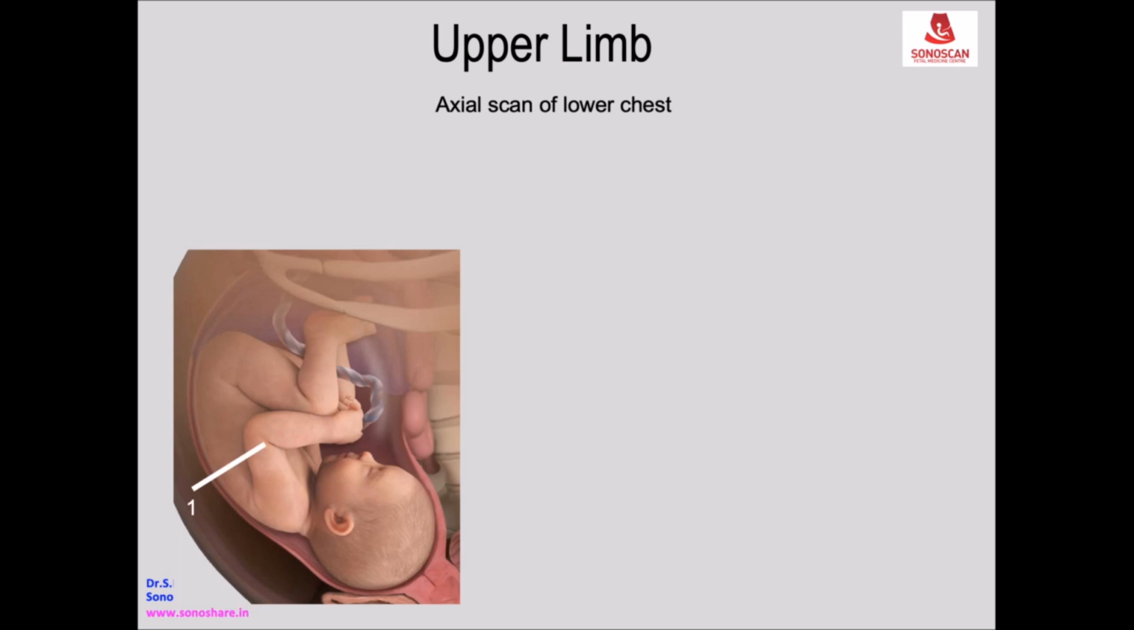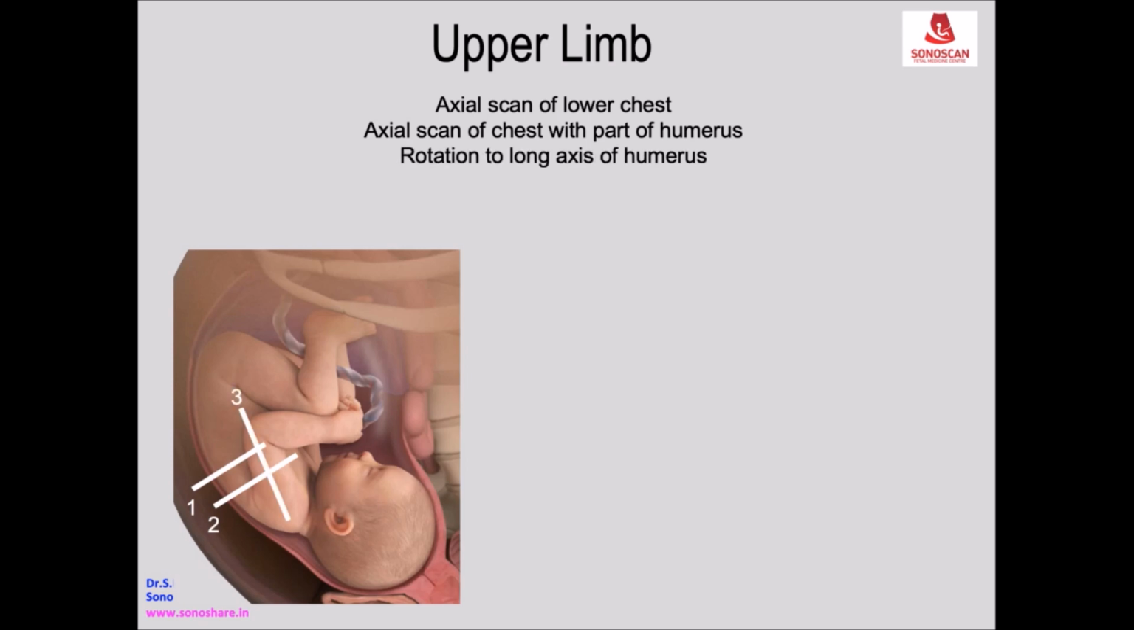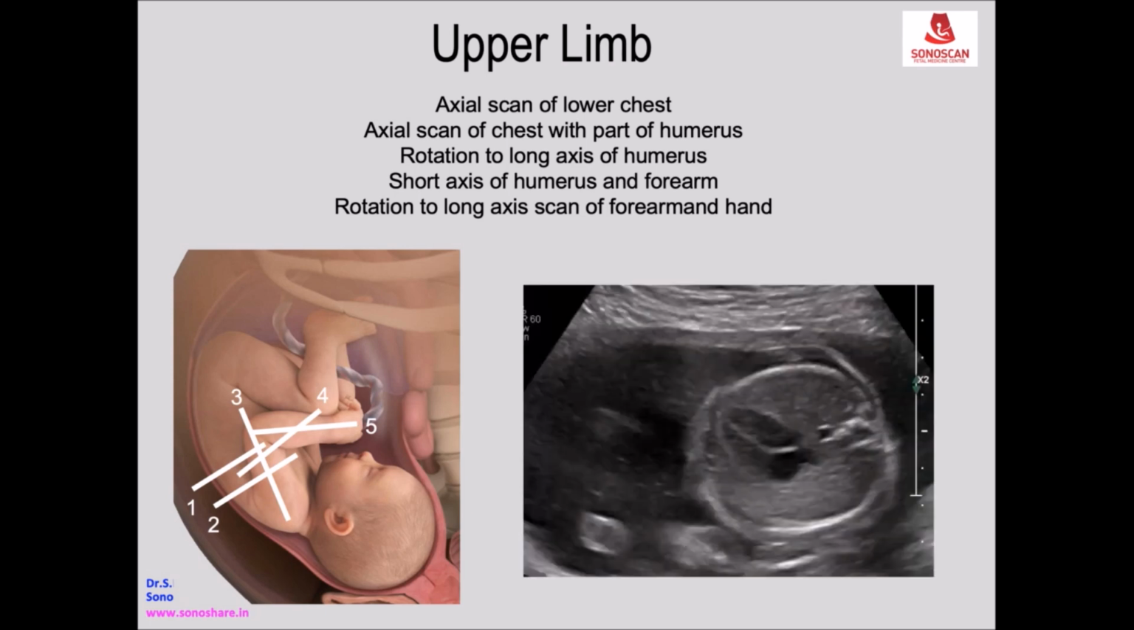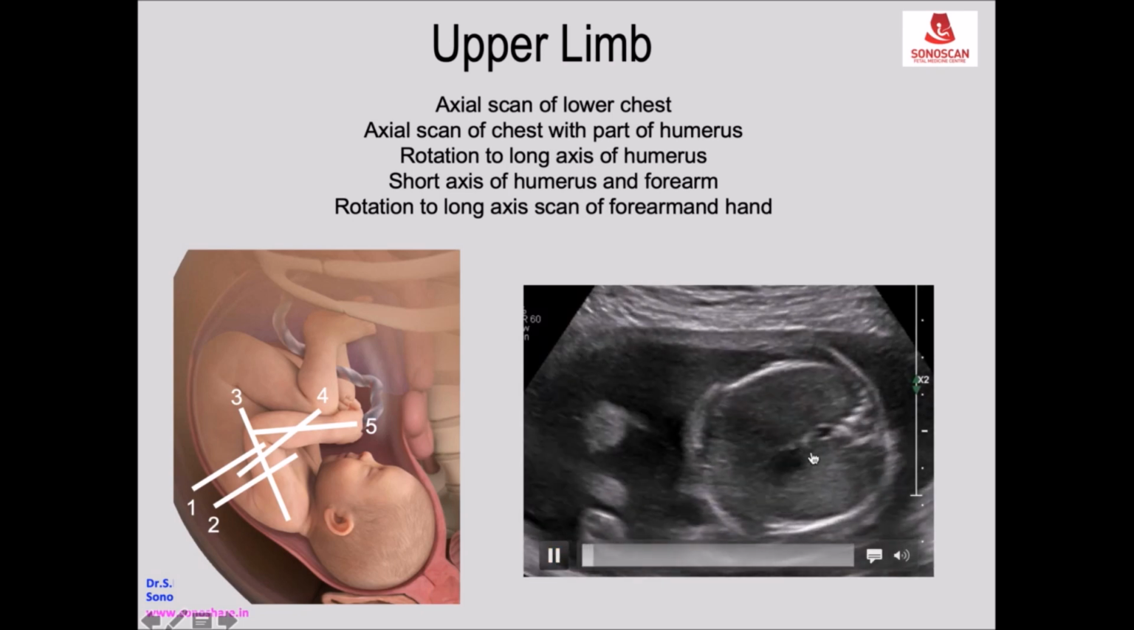That is the first step, axial scan through the lower chest. Then axial scan with part of the humerus, then rotate the transducer for long axis of the humerus, then short axis for humerus and forearm, then long axis of the forearm. So this is how you have to do the technique so that you are sure that you have scanned the entire upper limb, and the corresponding video is shown.